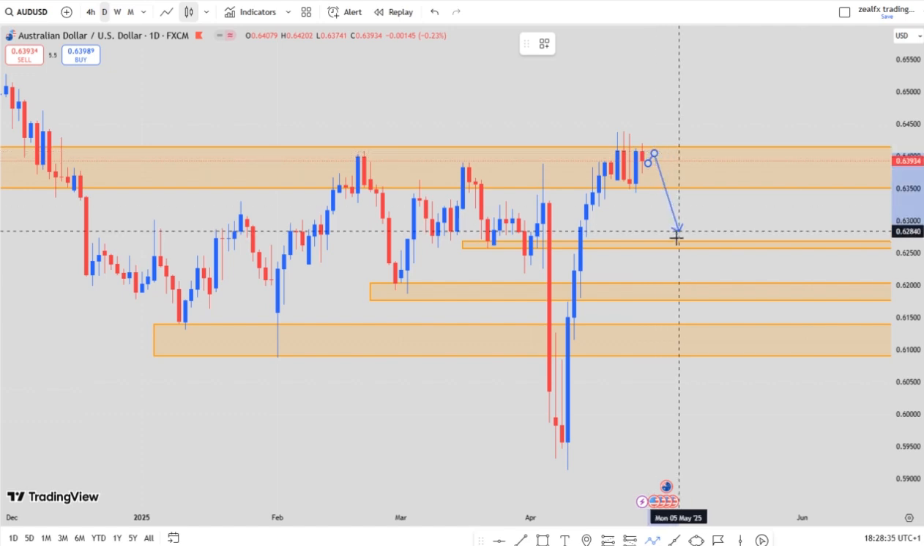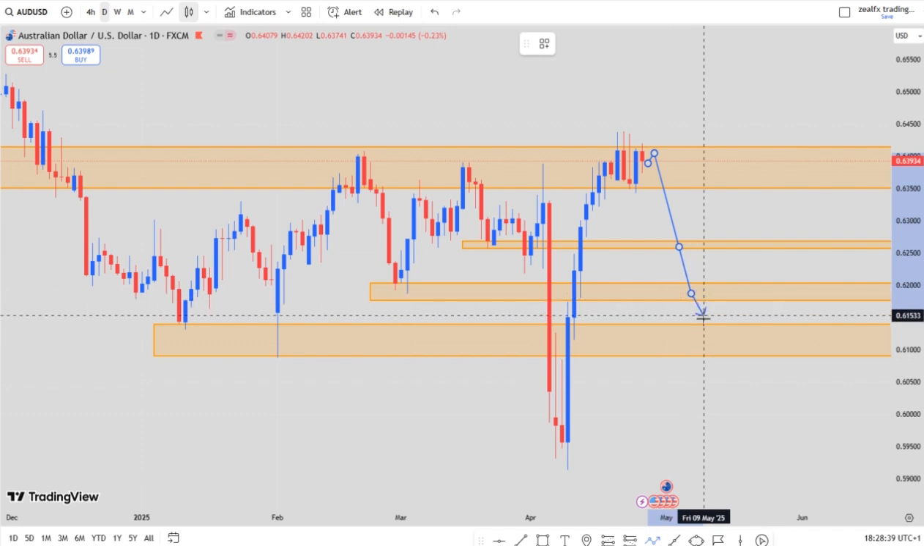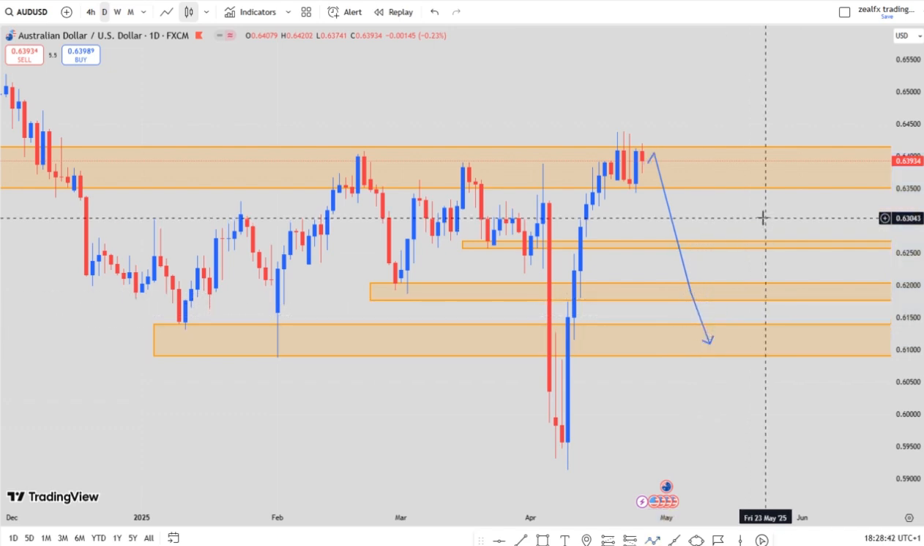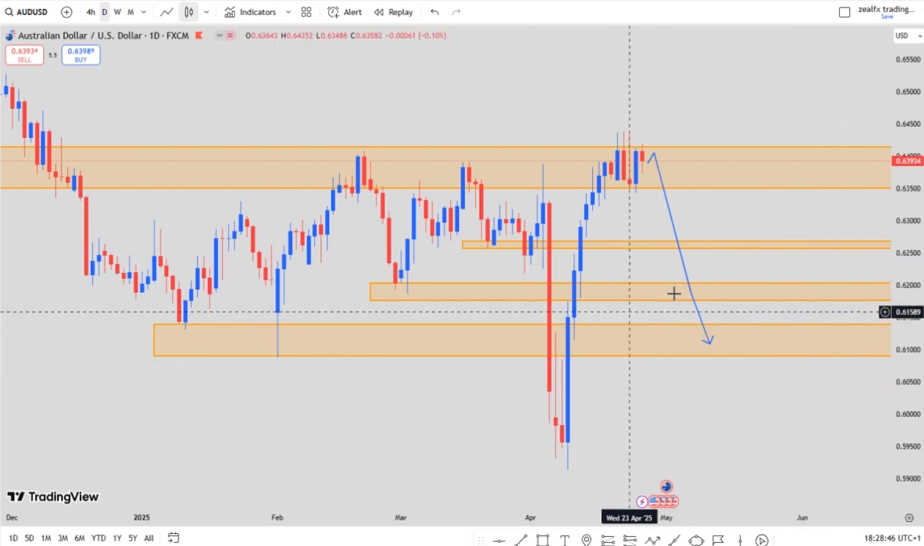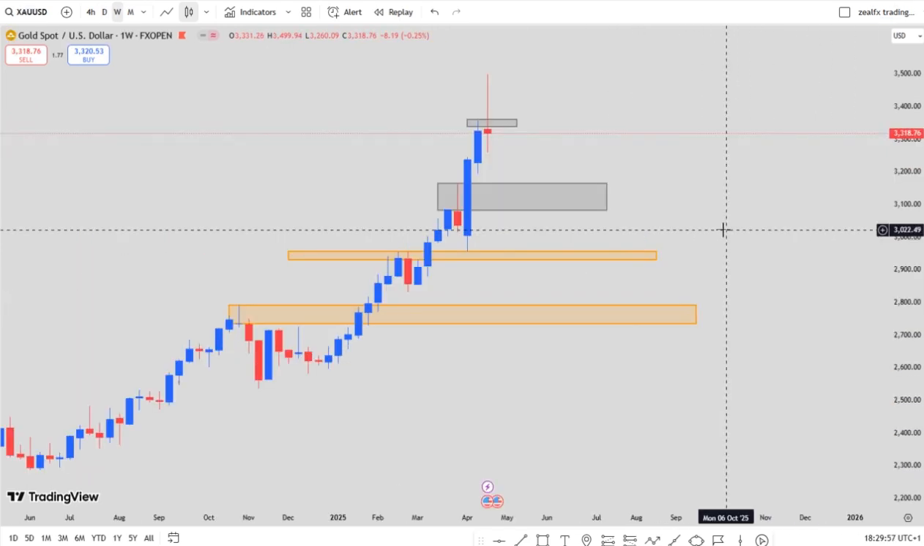Then we'll see a further push for the Australia USD to this next support level, or this support level, or this next support level. So look at our selling opportunity on the Australia USD this week before we see any further movement. Let's look at our next pair, which is the gold USD.